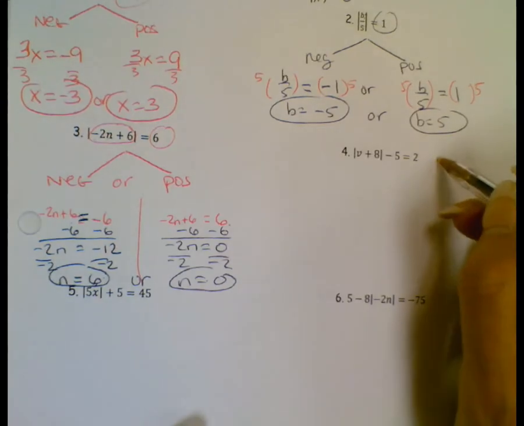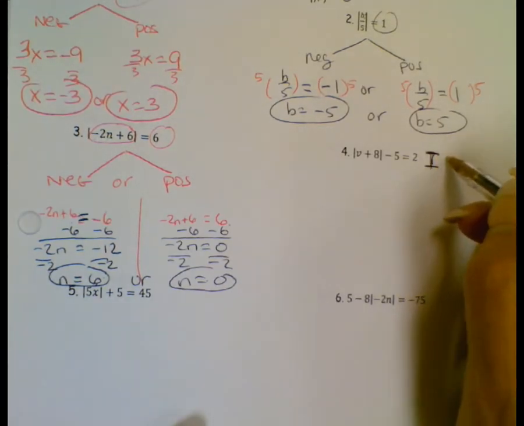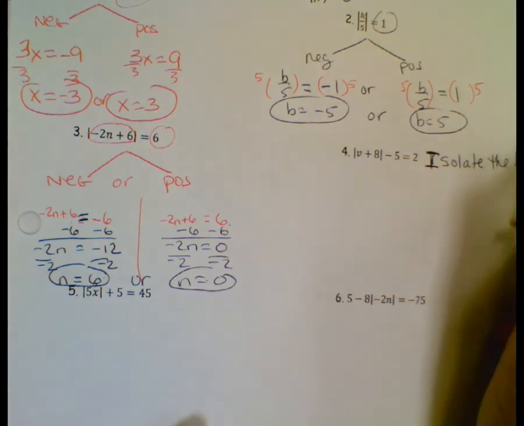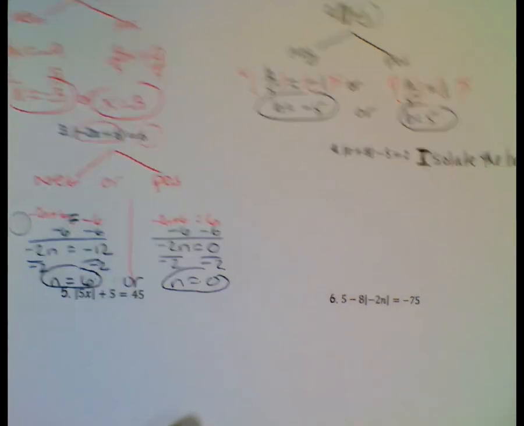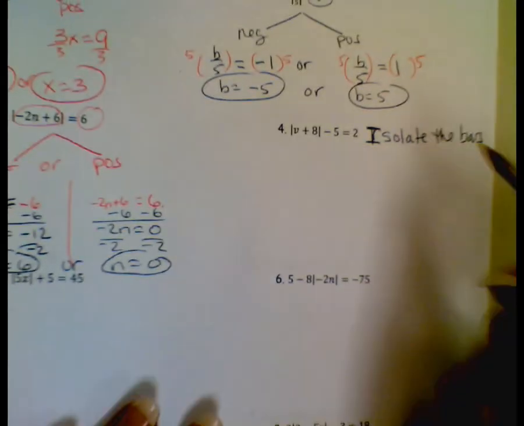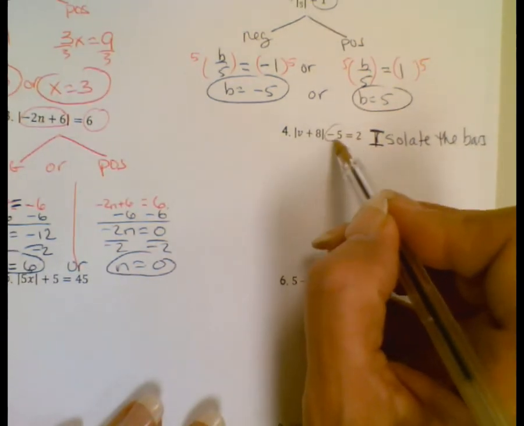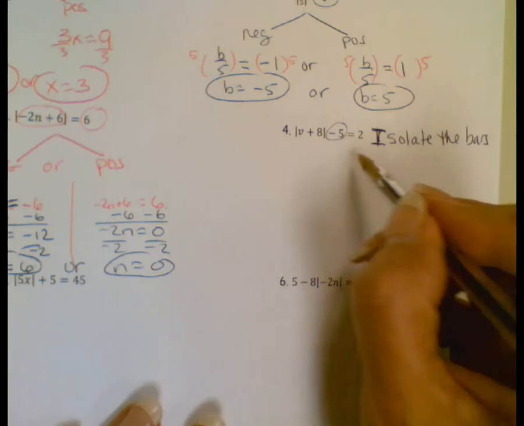Question. Are the bars isolated? Your answer is no. So the first step is to isolate the bars. Get them by themselves. So how do we do that? Get this absolute value v plus 8 by itself. So we're going to get rid of this guy right here. How do we get rid of that?